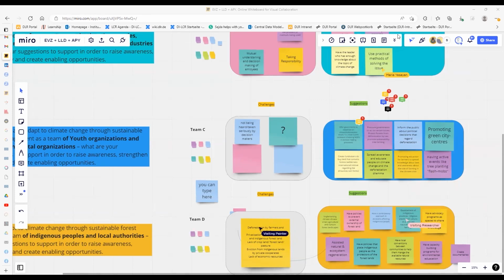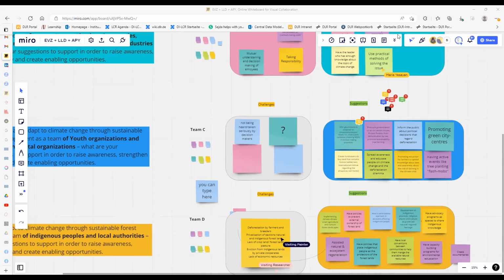Okay. So as Team D, we were the indigenous peoples and local authorities. One challenge, I think it's just a general feel, before I break it down, is the failure to acknowledge the importance of indigenous communities and local authorities in their cohesiveness and protection of natural resources, especially forests. So our first challenge was deforestation by farmers and breeders.